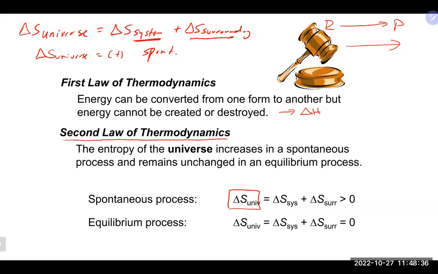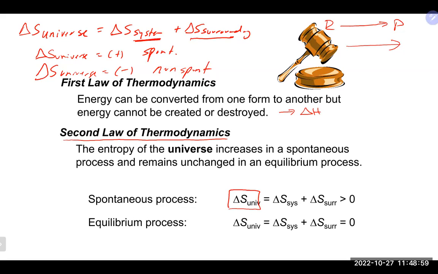So if you calculate the delta S of the universe and it is a negative value, it would mean that this process is a non-spontaneous process, which means under normal conditions, you would not expect a reaction to proceed from reactants to products. Any questions on that there?